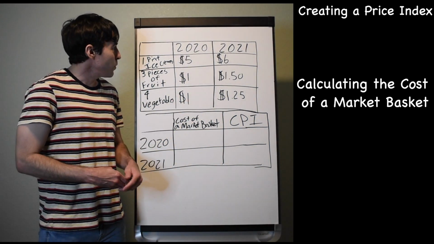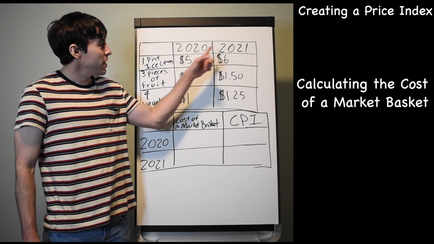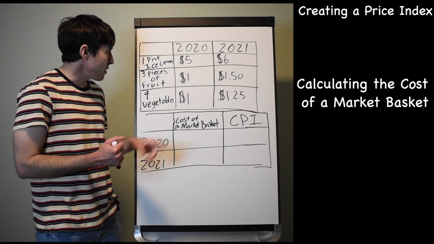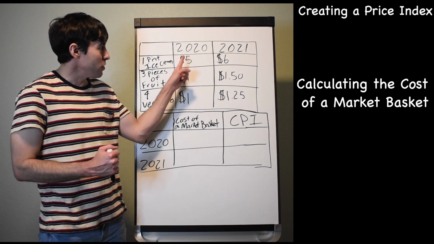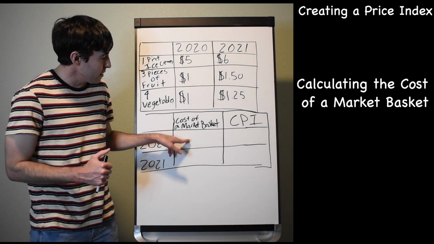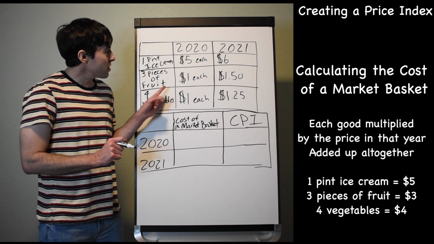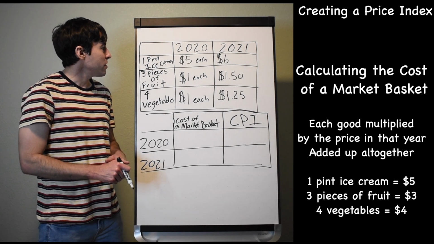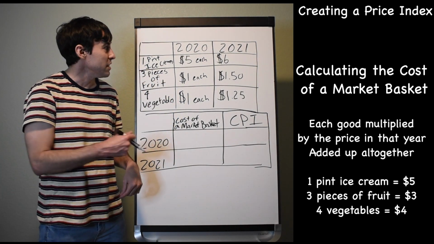So here are the prices we have for each of these goods and services in 2020 and then again in the year 2021. So we're gonna buy 1 ice cream pint, 3 pieces of fruit, and 4 vegetables in 2020, then again in 2021. So that's what our market basket is. I'm gonna count that up right now. So first things first, we gotta calculate the cost of the market basket in each of these years. So we're buying the 1 ice cream pint, 3 pieces of fruit, and 4 vegetables in each year.